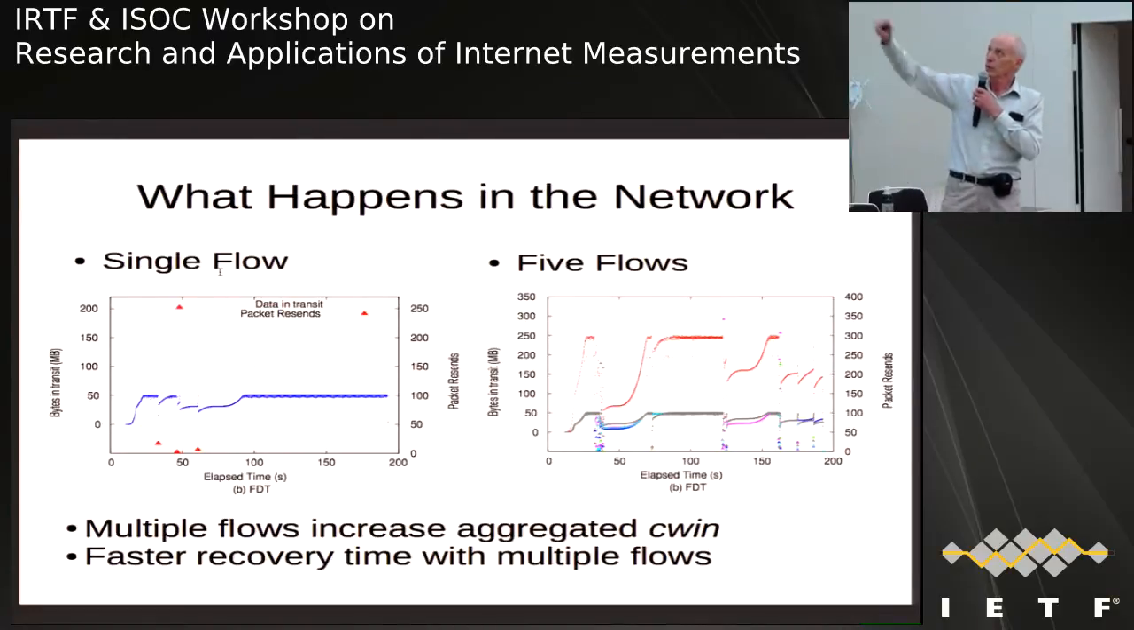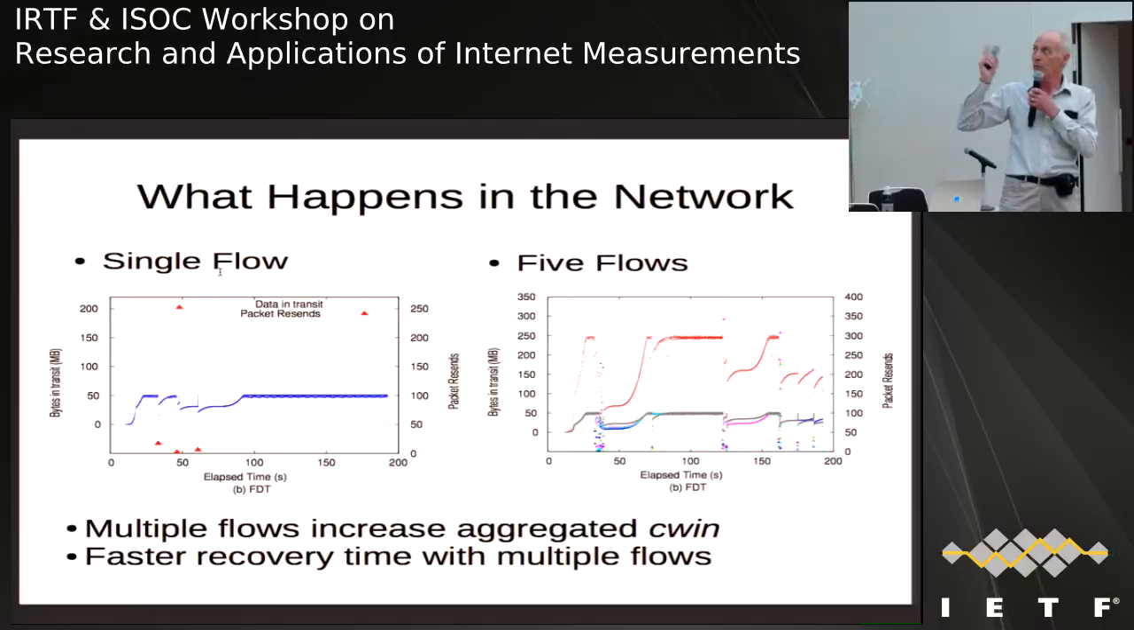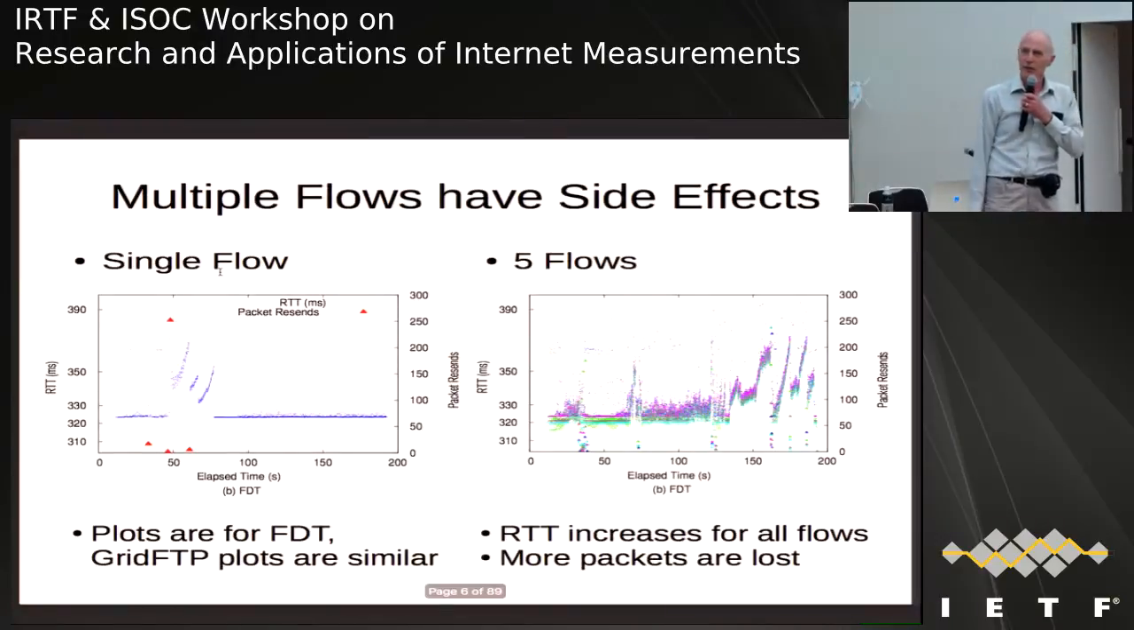And now you can see, well, we've got 5 times as much TCP buffering, which means we can expand the effective TCP window 5 times as fast. And that's most of the reason why the multiple streams work better. And the little triangles are showing when packets get lost, and you can see that the flows are very much synchronized.